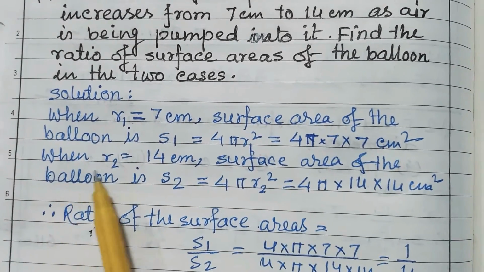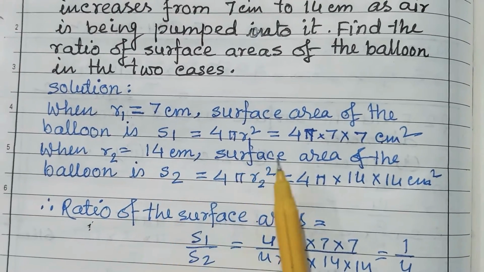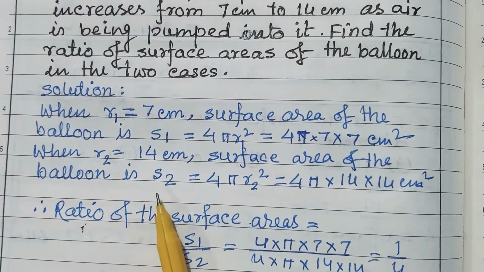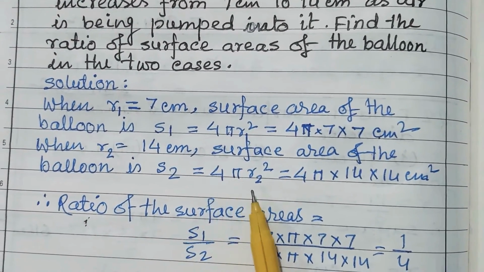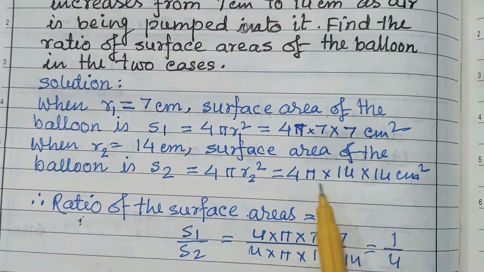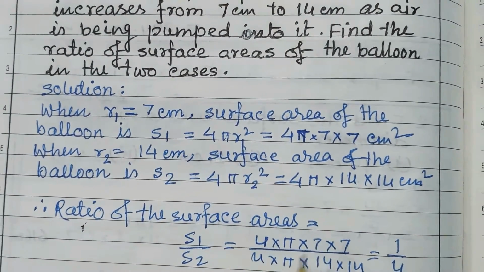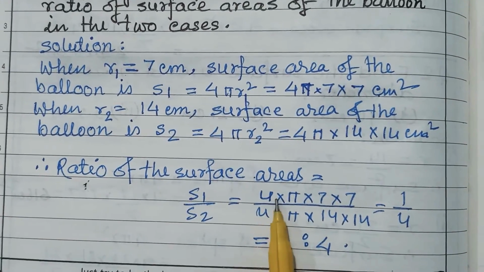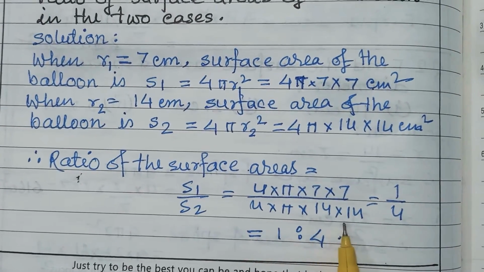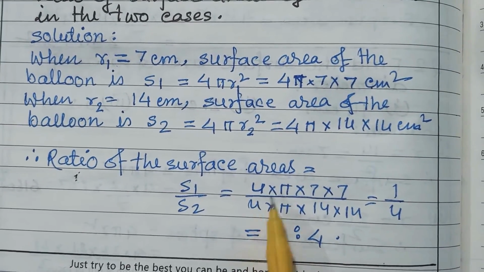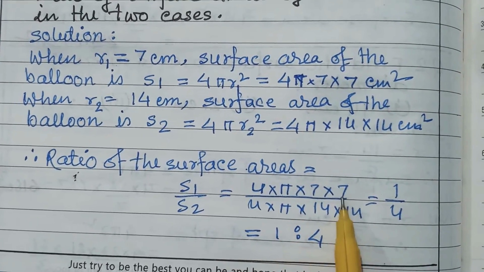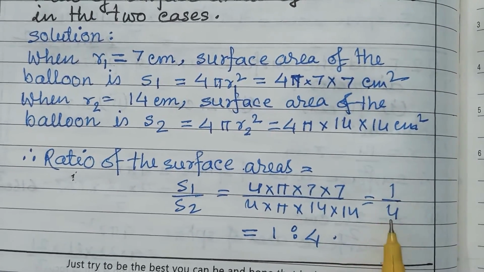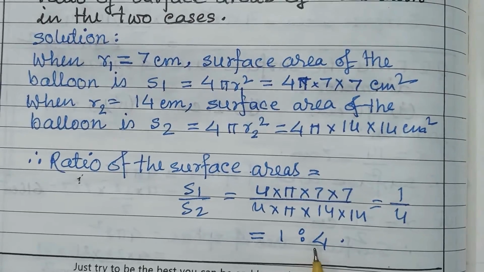So next, r2 is equal to 14 centimeters. So the surface area of the balloon, S2, is equal to 4 pi r2 square. Now the ratio is S1 upon S2, equal to this upon this. Now cancel, these 2 will cancel, 7 to the 40. So 1 upon 4. So the ratio is 1:4.